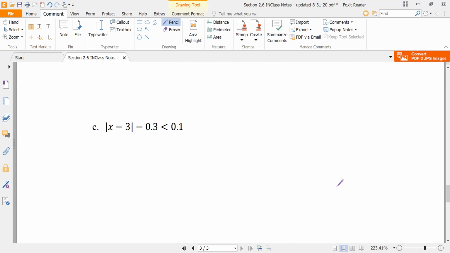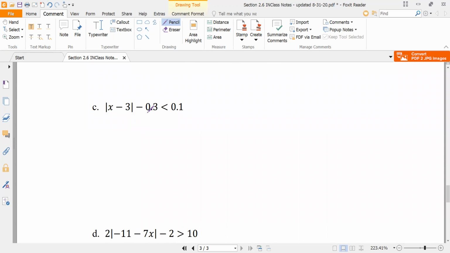Okay, let's look at C. So we need to take C and isolate first. You can't solve until you've isolated. So we're going to add the 0.3 over to the other side. That's going to make that 0.4. Then this is an absolute value less than and a positive number. So we set it up where the x minus 3 is in the middle of the string.